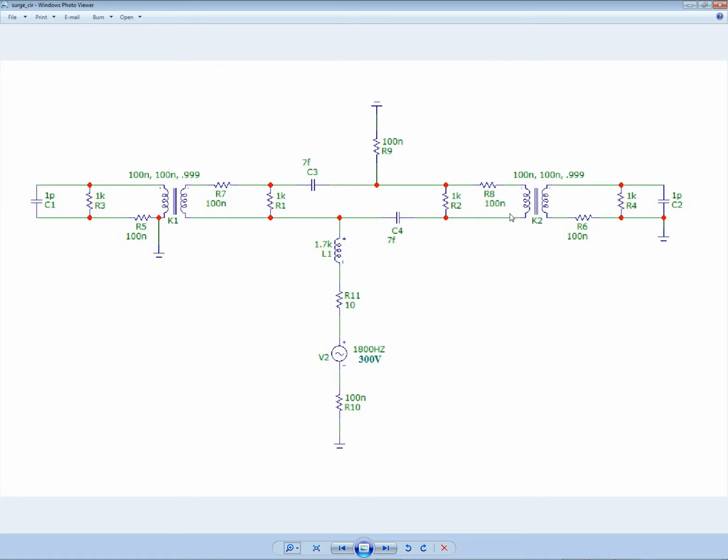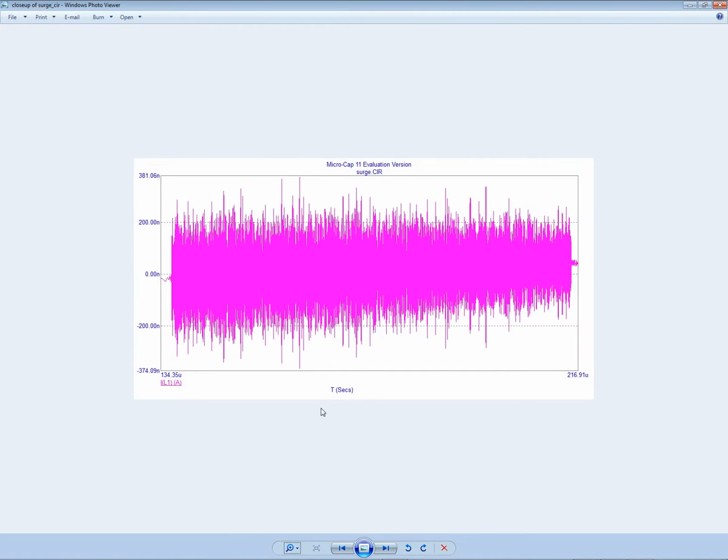Although Microcap required me to ground it in various places, it didn't pose a problem per se. The problem came about when I ran it. It created noise, and the simulator didn't like that. Now if you look over on the left-hand side, nothing much is happening, but if we zoom in, this is hundreds between 134 and 216 microseconds.